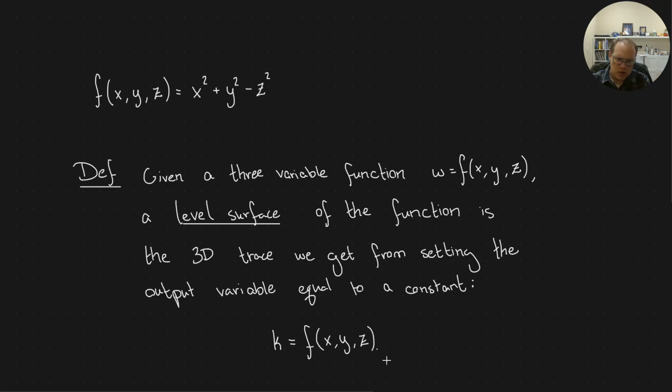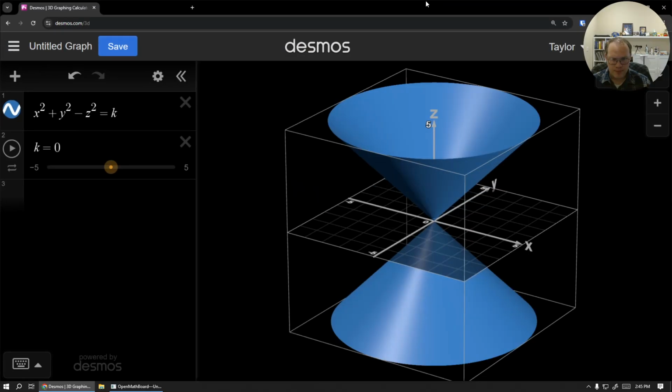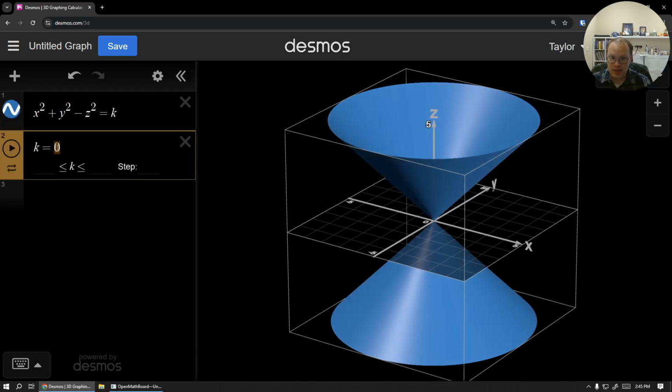All right, so let's take this and let's see what that looks like as an example. I'm just going to pull up our 3D graphing calculator for this. All right, so I have our function x squared plus y squared minus z squared, and then it's set equal to a constant. Right now that constant is set equal to 0. So this is the level surface of our three-variable function. In this case, it's a double cone.